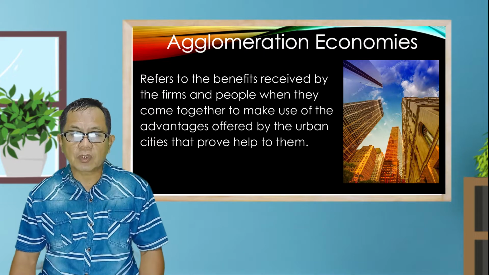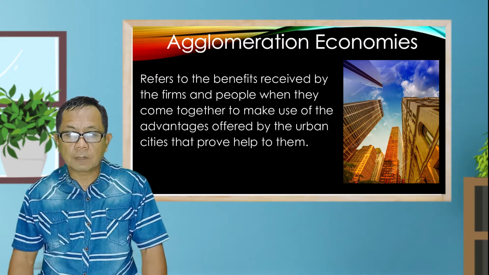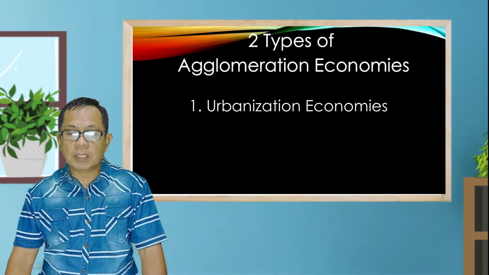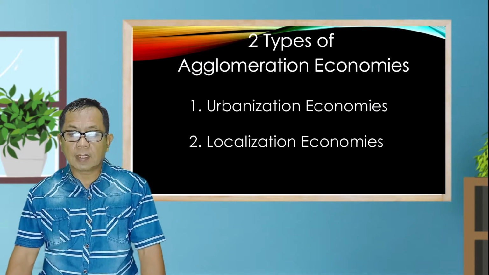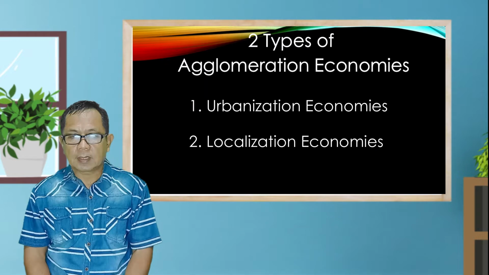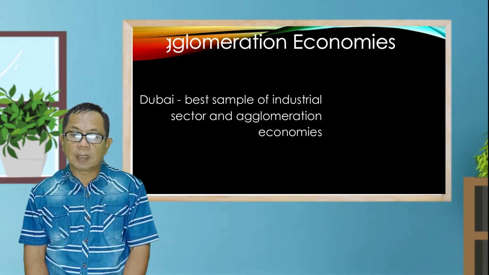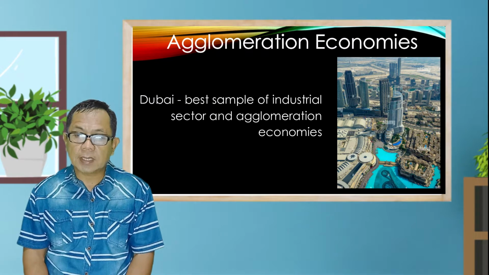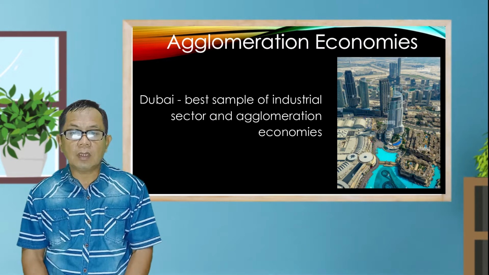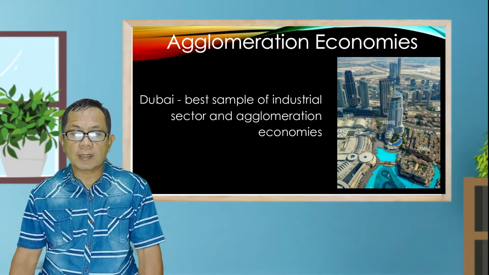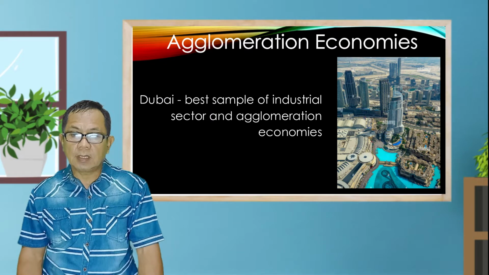So under agglomeration economies, classmates, there are two types: urbanization economies and localization economies. Before emphasizing each of them, the best example of agglomeration is Dubai, which is among the best industrial sectors and agglomerates with all Asian countries and other countries for economic growth, which has resulted in industrial growth and educational growth.